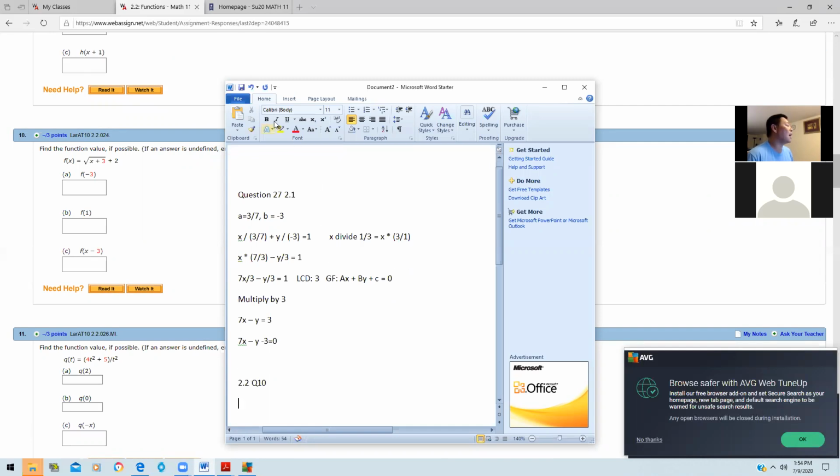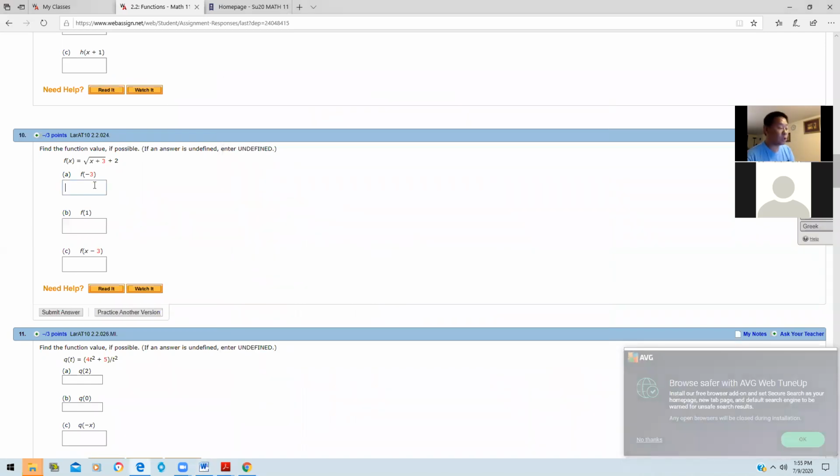Okay, so this is asking us to evaluate f of x equals square root of x plus 3, plus 2. In this case, f of negative 3. So how do we do this? You substitute your x to become negative 3. So you will get square root of negative 3 plus 3, plus 2. Negative 3 plus 3 is 0, so square root of 0 is 0. So this is 0 plus 2, which is exactly 2. So your answer here will be 2.